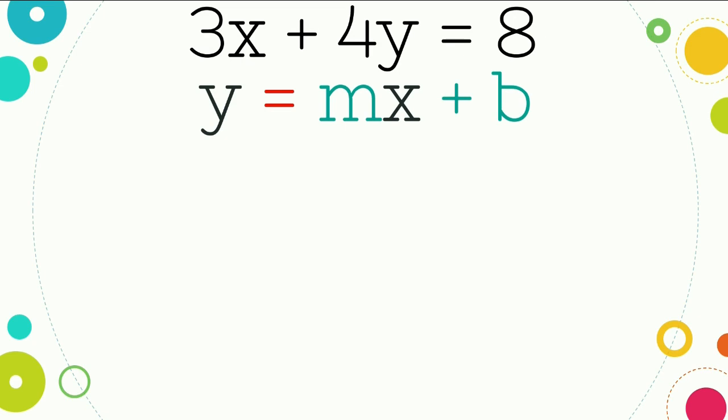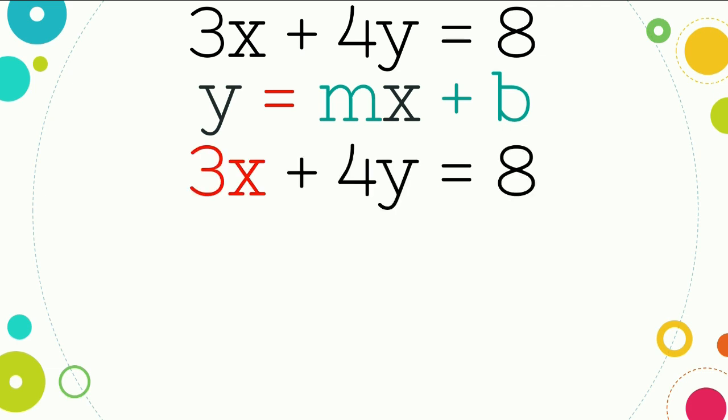Let us have 3x plus 4y equals 8. The given is written in standard form, and we have to change it into slope-intercept form, or the y equals mx plus b, where m is the slope and b is the y-intercept. In our given, we have to use the addition property of equality, or APE. It states that adding the same number to each side of an equation gives us an equivalent equation.